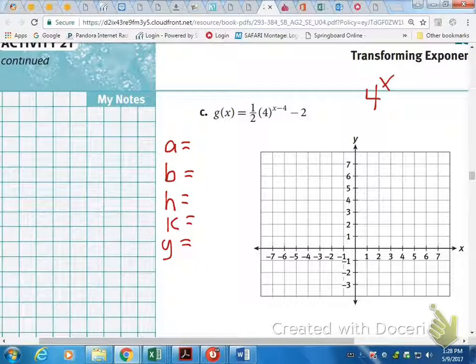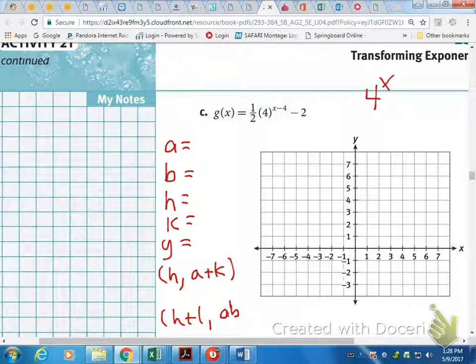Okay, so you can go ahead and find your a, b, h, k and your y equals. And then once you do that, you're going to find those two reference points. Your first one is h, a plus k. And remember your second one, we add a 1 to the h, and then we multiply the a with the b, and then add the k. All right, so do that.